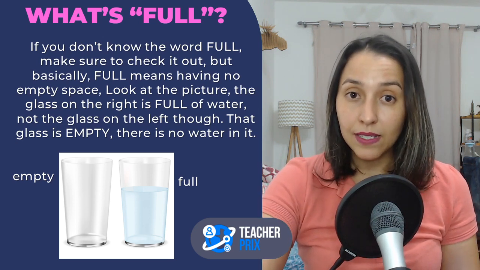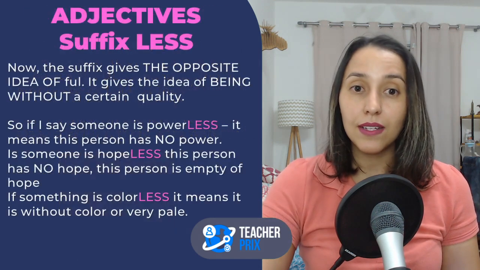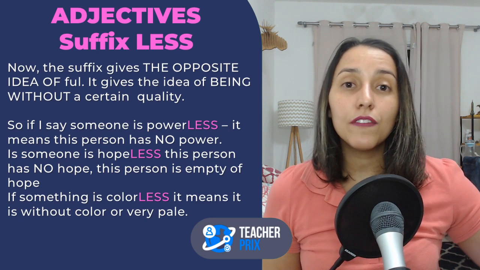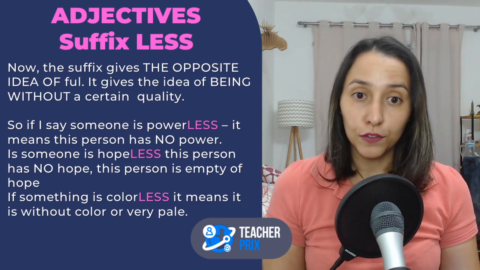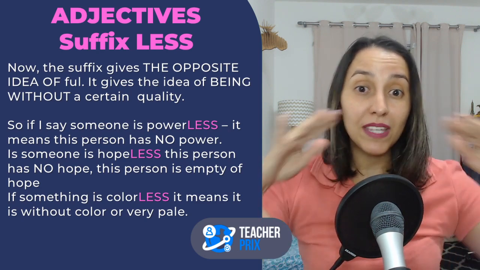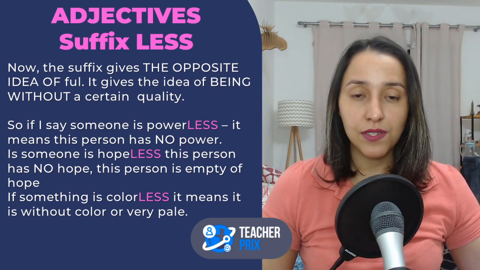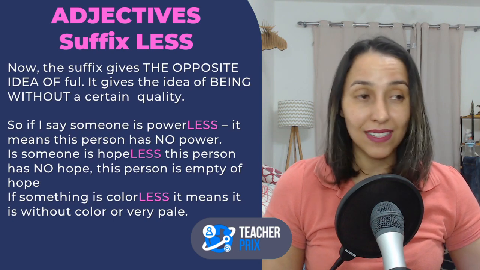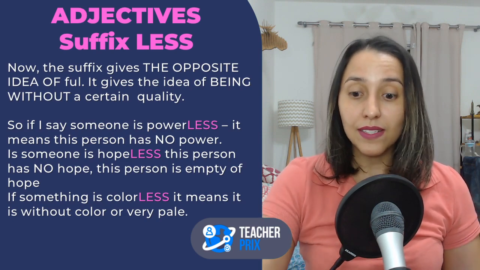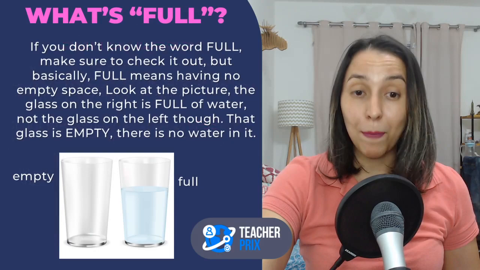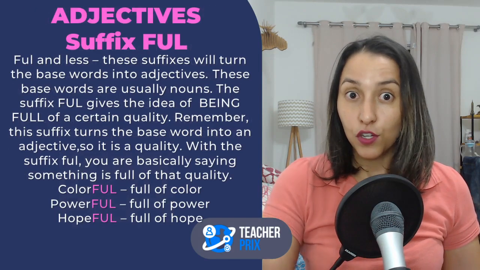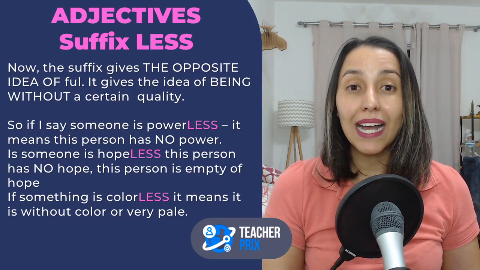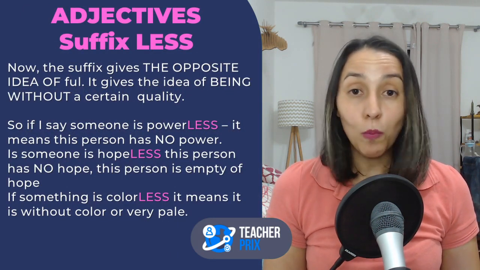So this is the difference, just to help you understand. And empty is important because it'll help you understand the suffix less, because less will give the opposite idea of full. It gives the idea of being without a certain quality. Nope, nothing, no quantity, no quality. So if I say someone is powerful, full of power. But if I say someone is powerless, no power.